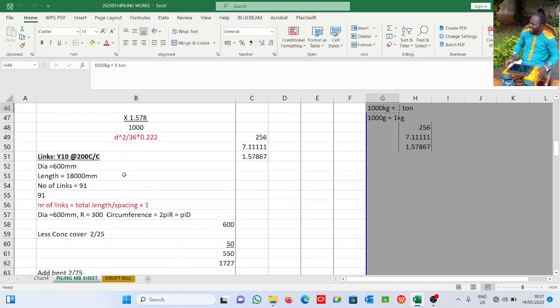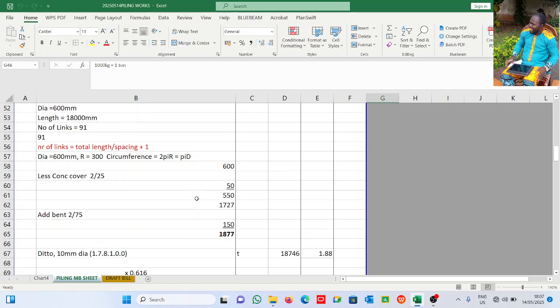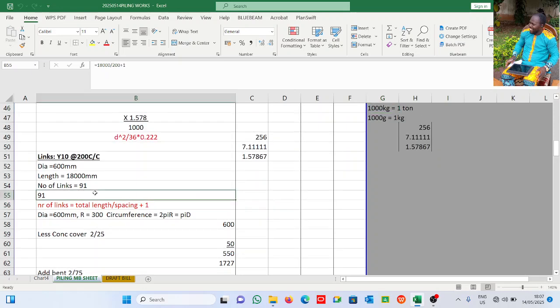So we go to the links now. Now the links, it is Y10 at 200 millimeter center to center. Of course, the question is how many of them am I going to have, because I have 18 meter length reinforcement. All I need to do is to divide the total length of the reinforcement going into the pile by the spacing.